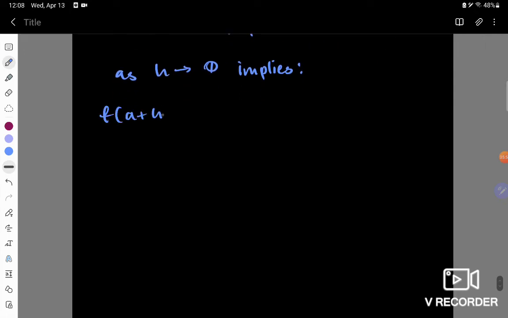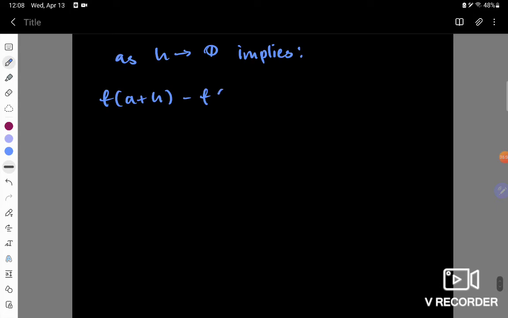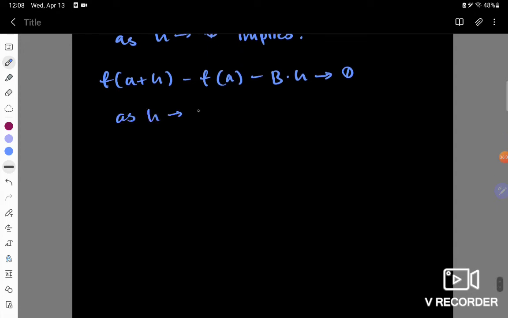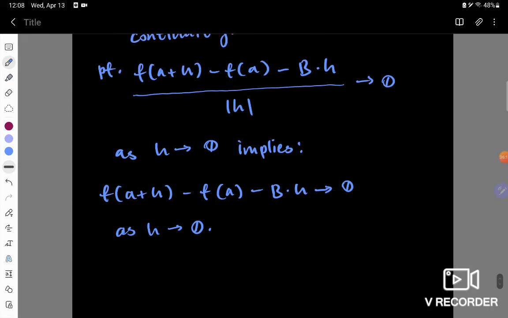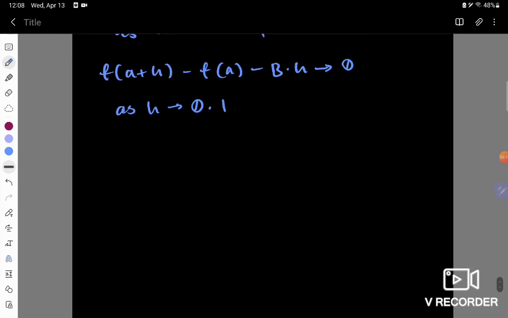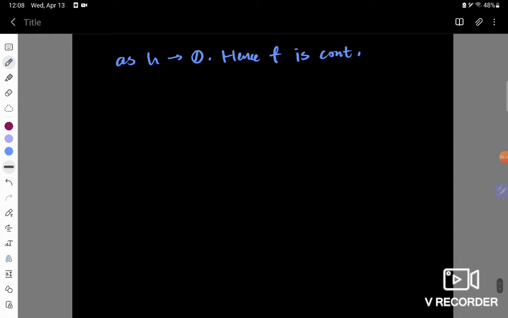So f of a plus h minus f of a minus b times h goes to 0 just as h approaches 0. And it just directly follows from this now, our limit definition, that hence f is continuous. Okay, so that's a conclusion. And now we're going to really look at more of this idea of derivative as a linear map.